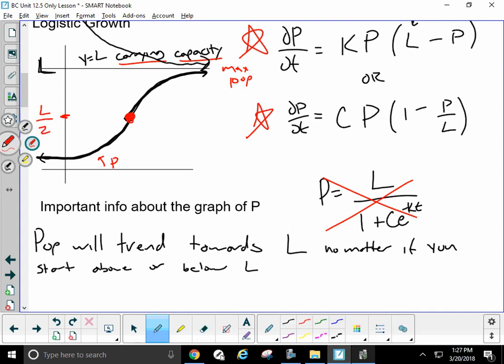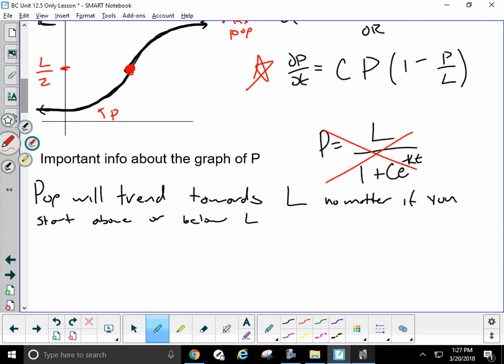And I'm not going to go into that because it wouldn't give you anything. You could do it. You should take the derivative, set it equal to 0, solve for P, and you'd get L over 2. When your population is L over 2, this is a point of inflection. So we're concave up beforehand and concave down afterwards. It is also the location of the max growth of P.